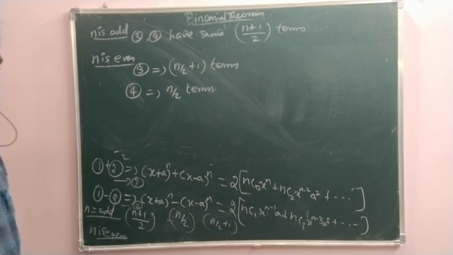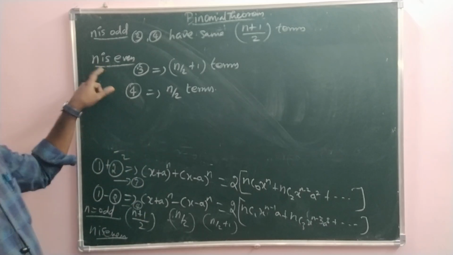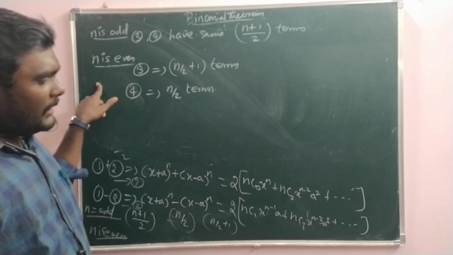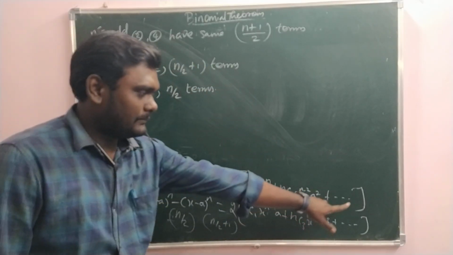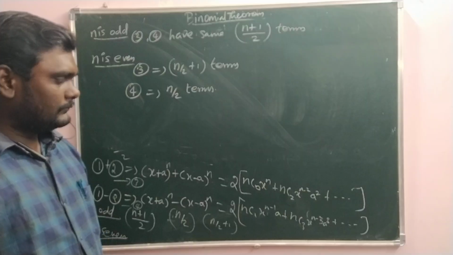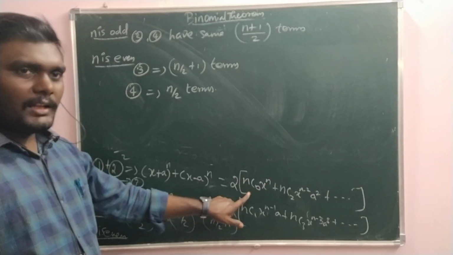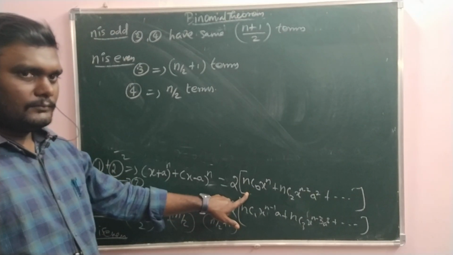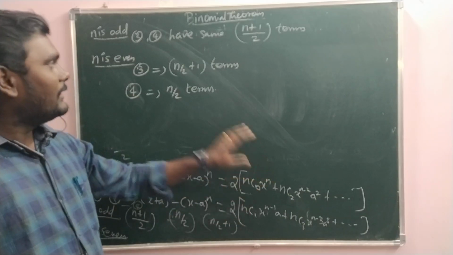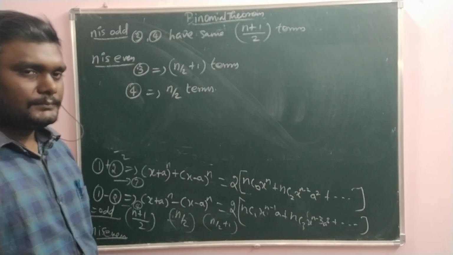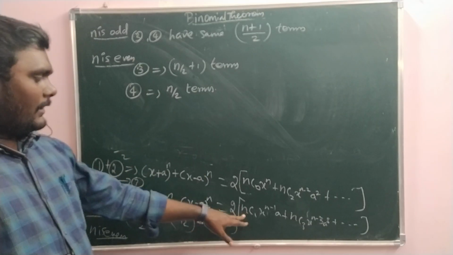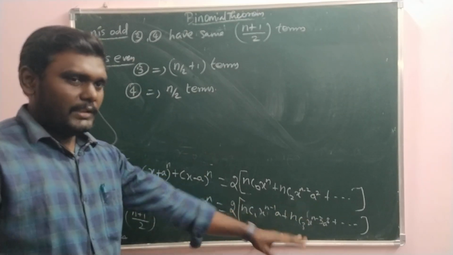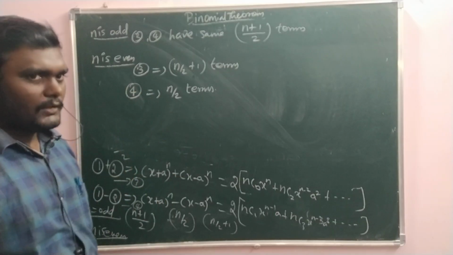Okay. Why? Because when n is even, we'll be having one more even term, right? Because it is about even terms only. That 0 will be added here. So including this, that is n by 2 plus 1. And here, 0 will not be there, the exact count will be there. That is why n by 2 terms. Okay.